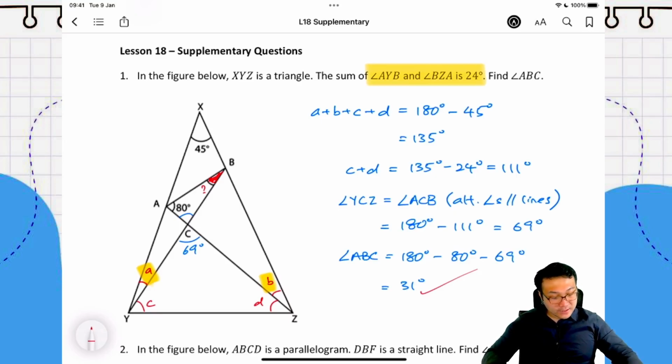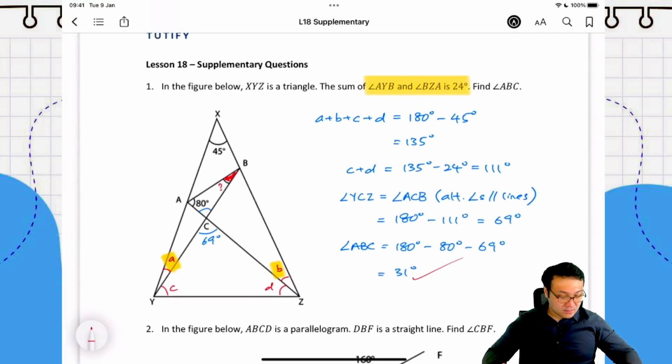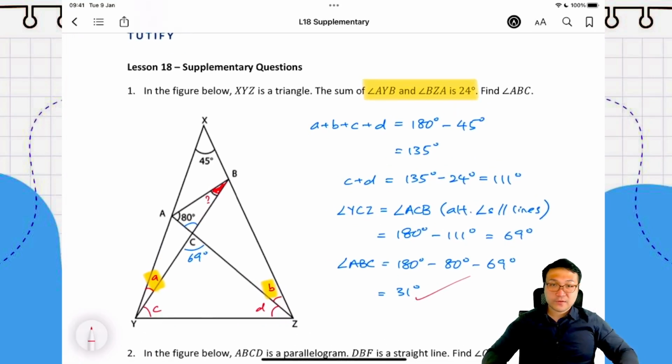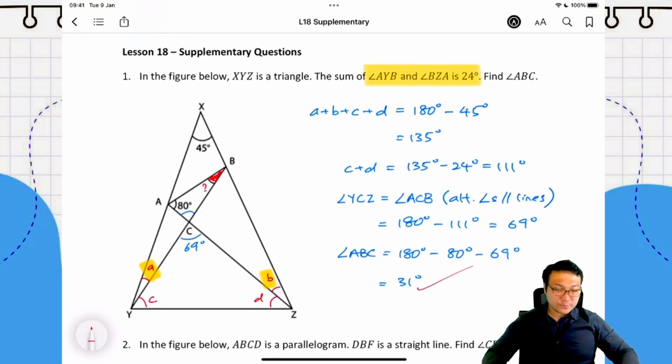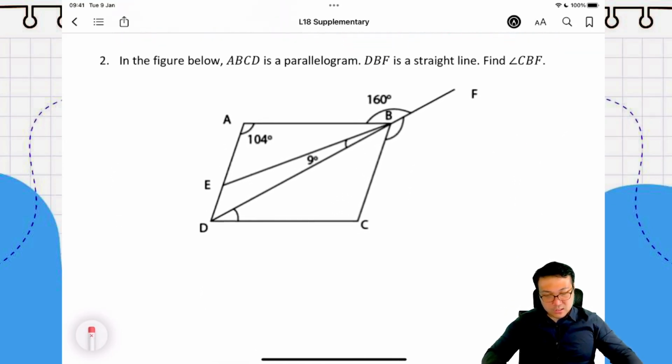If you label it, then you can actually just take the sum of some angles by using the total sum of angles in a triangle. And we also have a very important hint. This is an important hint that was given to us by the question. Now let's take a look at question 2.